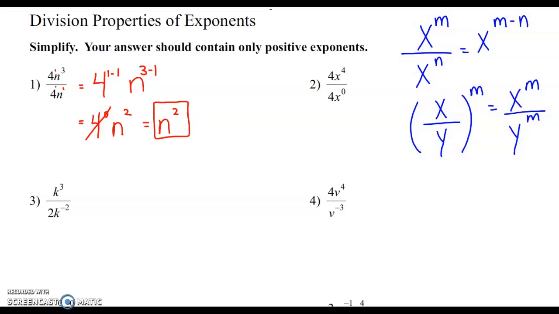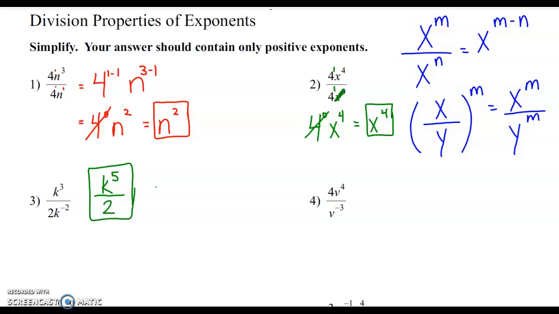Right? Same thing on the next one. We have 4 over 4, so 4 to the 1 minus 1 is 0. X to the 4 minus 0 is 4, which you would have gotten the same thing if you just crossed out that x to the 0. 4 to the 0 is gone, so we're just at x to the 4. So we have k on top and bottom, so 3 minus negative 2 would be k to the 5th. 2 is still in the denominator. Nothing wrong with that. That is done.